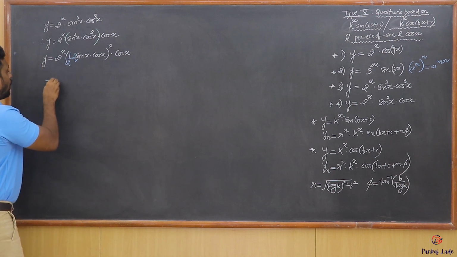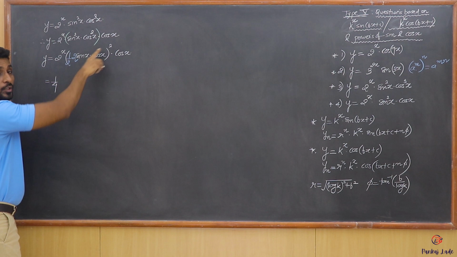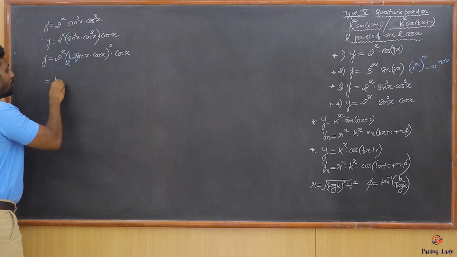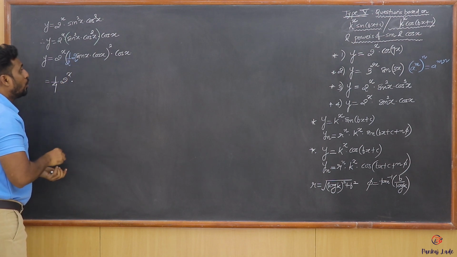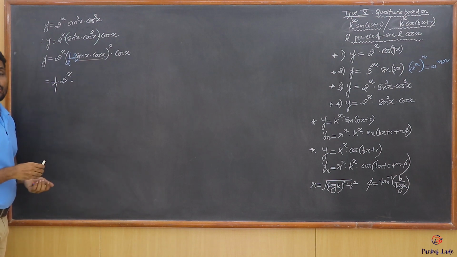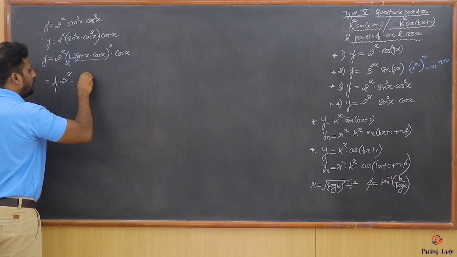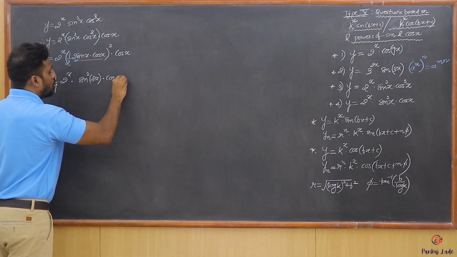So I get now 1 by 4 because I'm going to do the square of this 1 by 2. It has a square, so it becomes 1 by 4, and since it's a constant, it is written at the beginning. Then 1 by 4, 2 raised to x into what is going to happen to this 2 sin x into cos x. So we know that 2 sin x into cos x is sin 2x, and its square becomes sin square 2x into you have cos x.